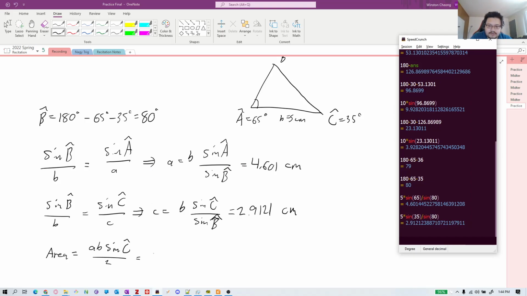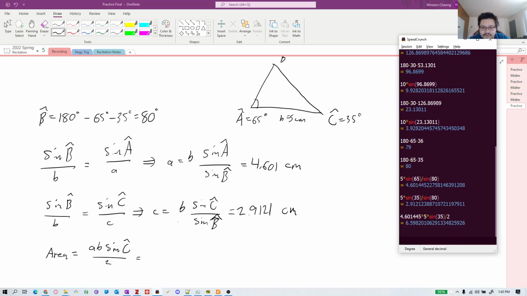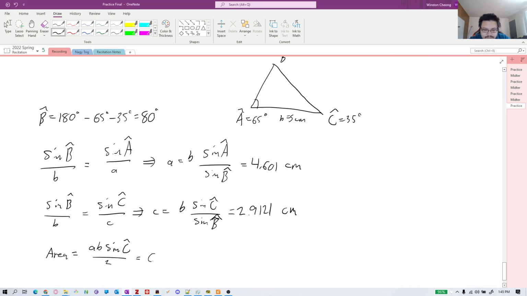A is this 4.601. I see more of the decimals, but I'll just use more of the decimals because I have them right in front of me. A times, and then B is 5 times sine of C, which is 35 degrees, divided by 2. Okay, so area, I got 6.5982 centimeters squared.